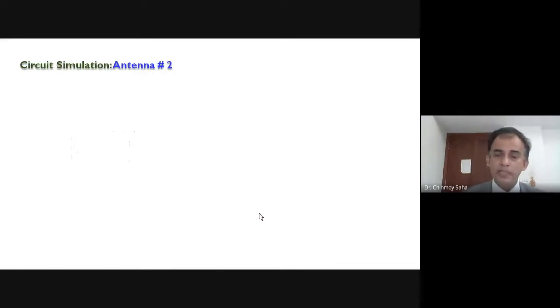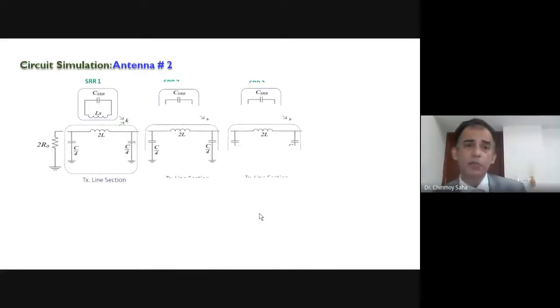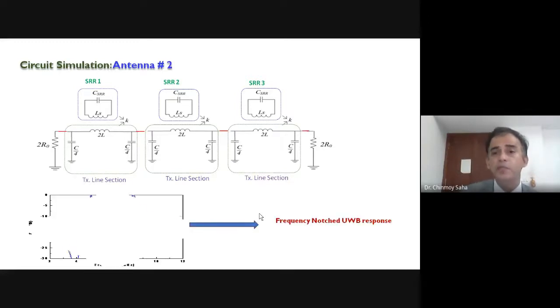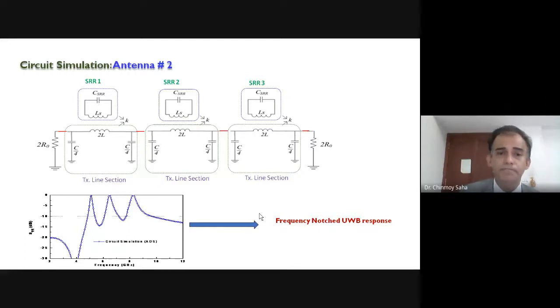So this is the circuit analysis, because I said that such an antenna can be very nicely interpreted using the equivalent circuit approach. These are the transmission line sections of the CPW, and these are SRRs, SRR1, SRR2, and SRR3. This is the extensive circuit simulation which was carried out for different kinds of antennas, because I said this is half of the equivalent circuit. Another half is there in parallel with this, so it will make it double. And this is for one configuration.